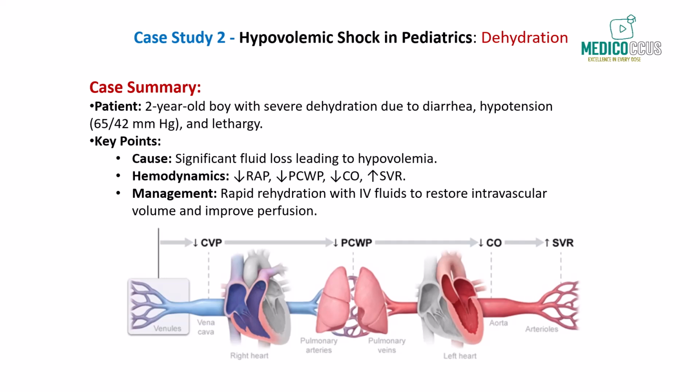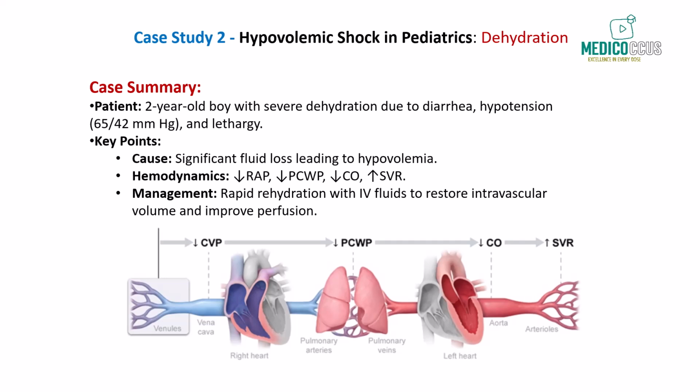In pediatric patients, hypovolemic shock is often caused by dehydration from conditions like gastroenteritis. The reduction in blood volume leads to decreased central venous pressure, reduced pulmonary capillary wedge pressure, and decreased cardiac output. The body compensates by increasing systemic vascular resistance to maintain blood pressure. However, if not corrected, the resulting tissue hypoperfusion can lead to metabolic acidosis, which triggers an increase in respiratory rate as the body attempts to compensate by blowing off excess CO2. Management involves rapid rehydration with intravenous fluids to restore intravascular volume and improve cardiac output, alongside careful monitoring of electrolyte levels and acid-base status.